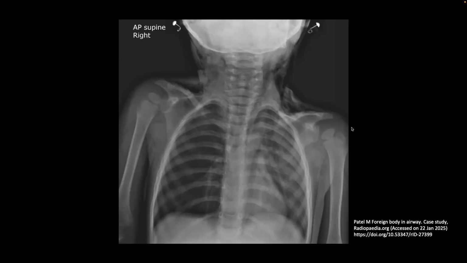Here's an example of what you'd see on a foreign body aspiration. So you see increased translucency on the right, which favors air trapping versus the left. This was actually a case of a ground nut found in the right bronchus.